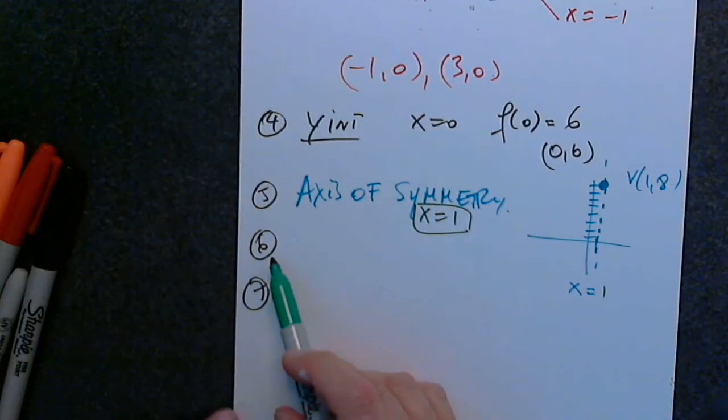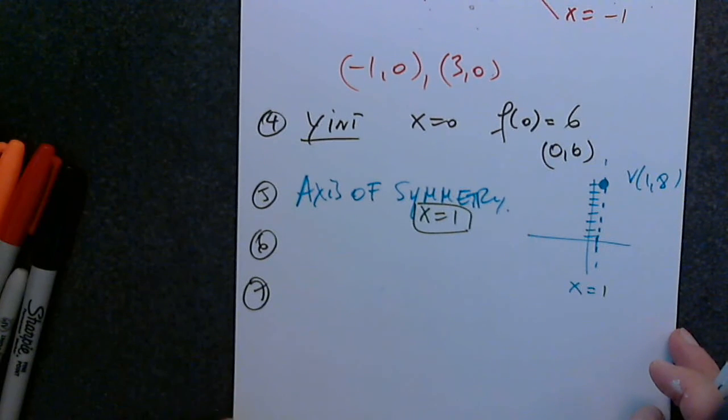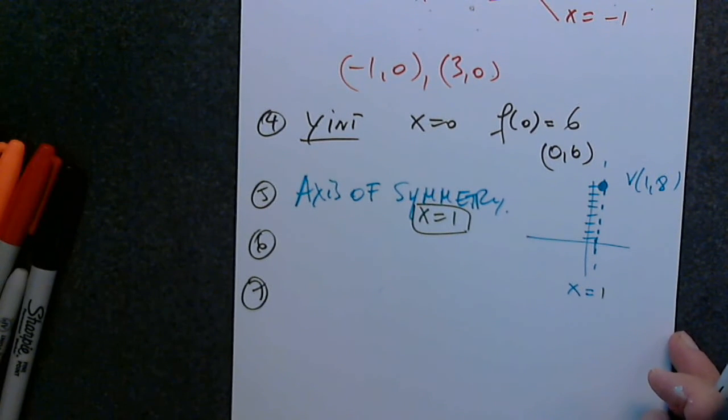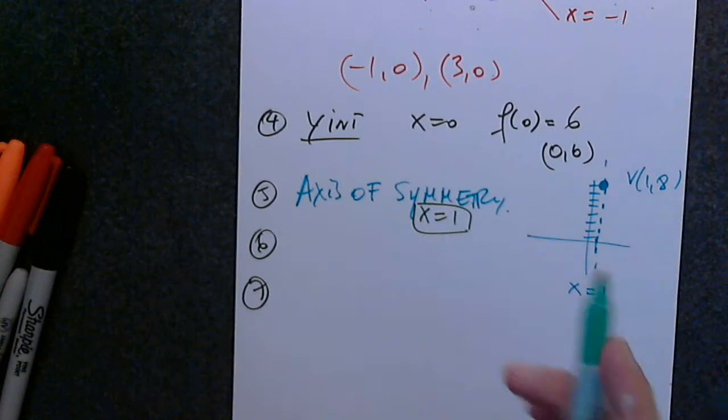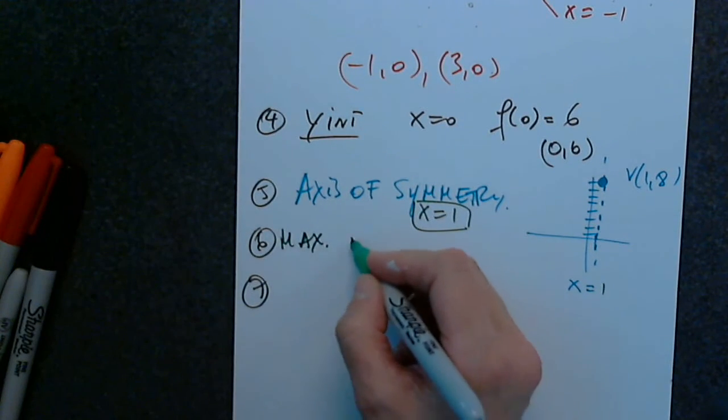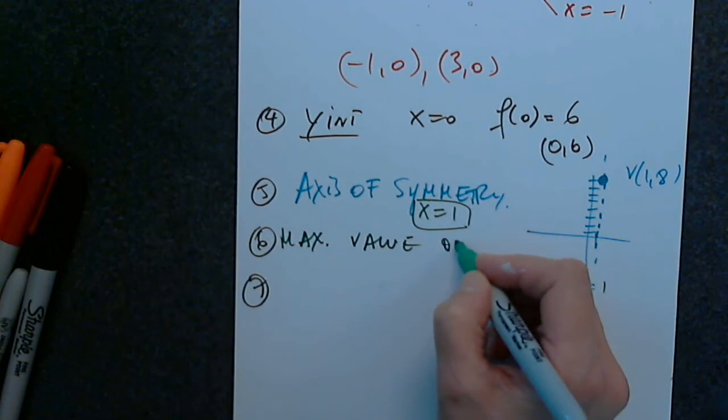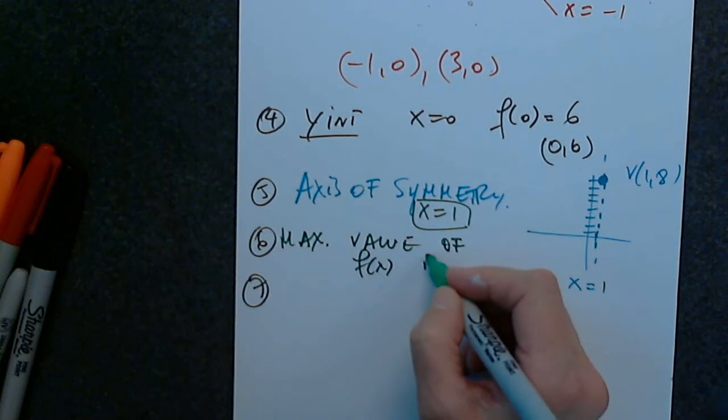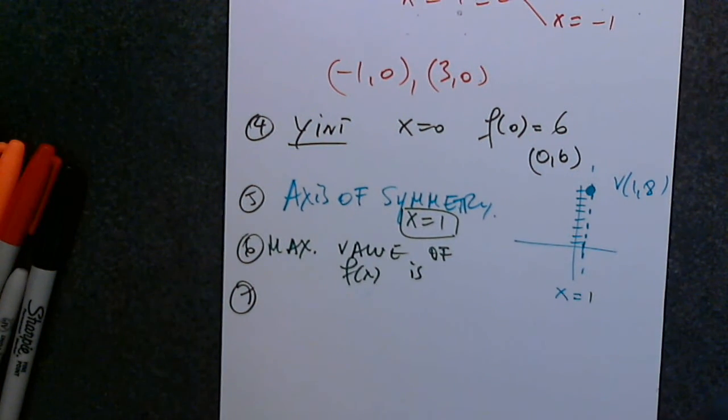step number 6. Does this function have a max or a min? What did we say? Max. So then the max value of f of x is, look at the vertex and identify the maximum possible y value. Very good. Indeed. The y coordinate of the vertex.